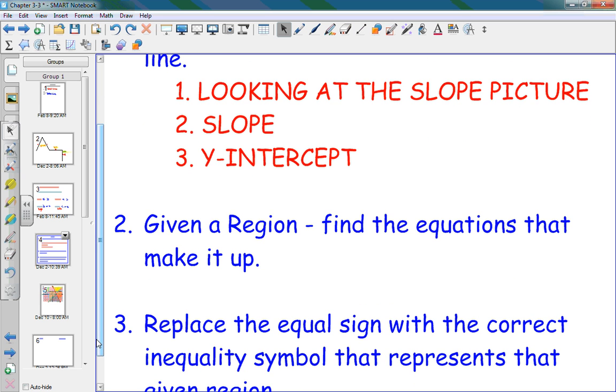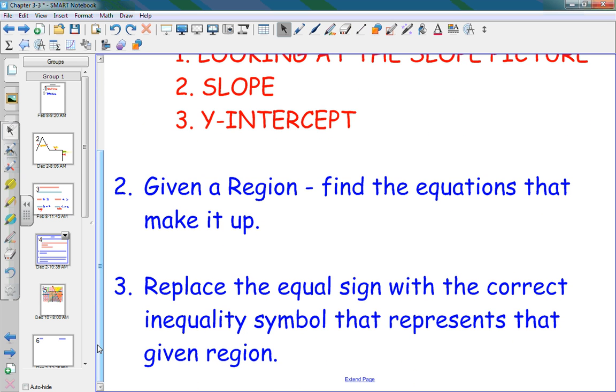Given a region, find the equations that make it up. Okay? Step 3, replace the equal sign with the correct inequality symbol that represents the given region. Okay? Now, this is not difficult today. We're going to pretend like we're kindergartners. In kindergarten, what did you always have to do with paper? Color, and what else? Cut it out, right? You colored it and you cut it out. That's exactly what we're doing today, okay?